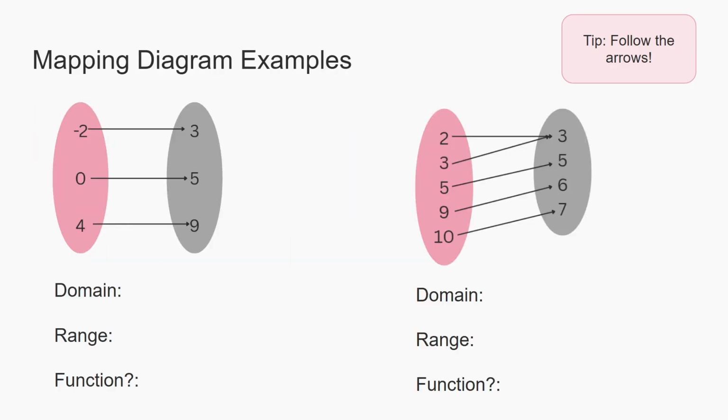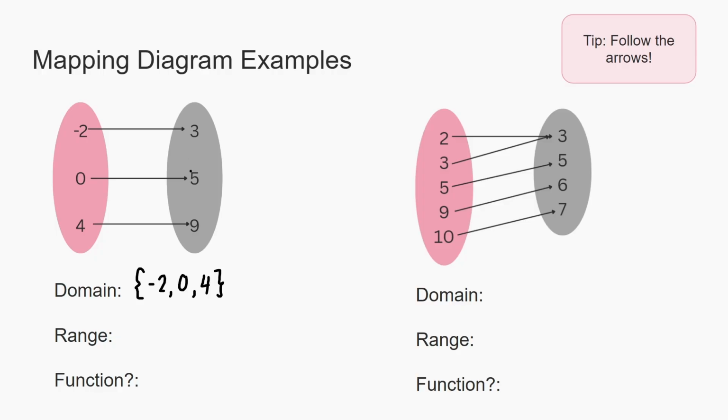For this first question, we have -2 to 3, 0 to 5, and 4 to 9. Let's start by finding our domain. Our domain is going to be the left side, so it's going to be -2, 0, and 4. When we write domain and range in set notation, we tend to write them in increasing order so it's easier to read. Now, let's find the range.